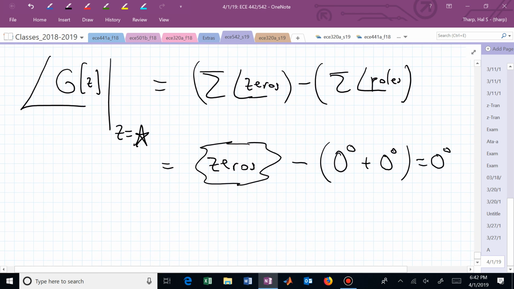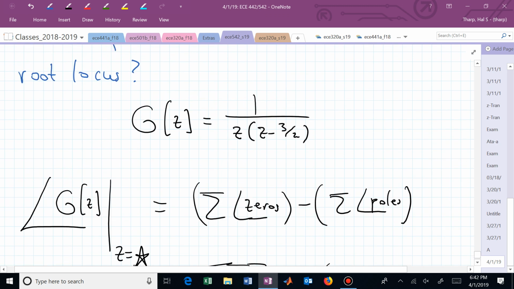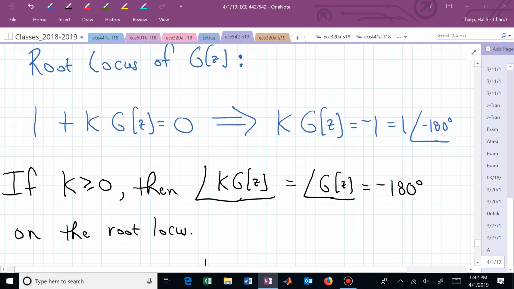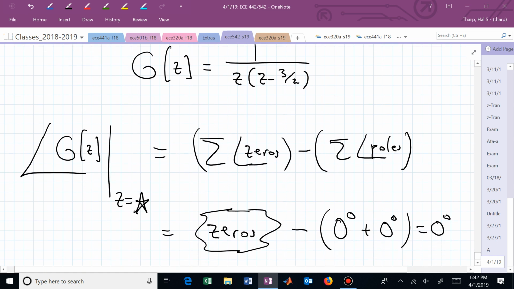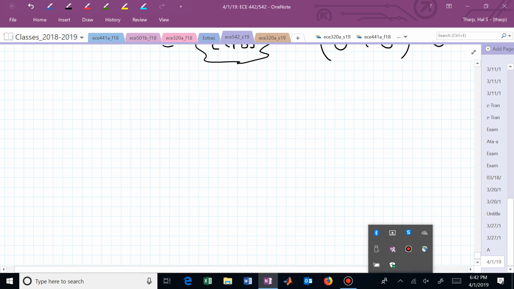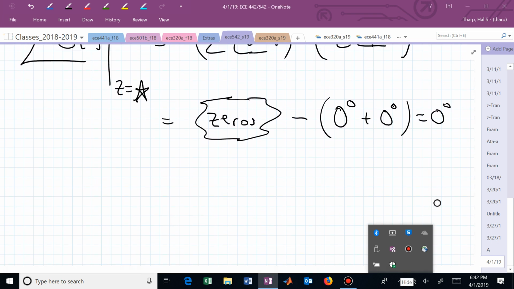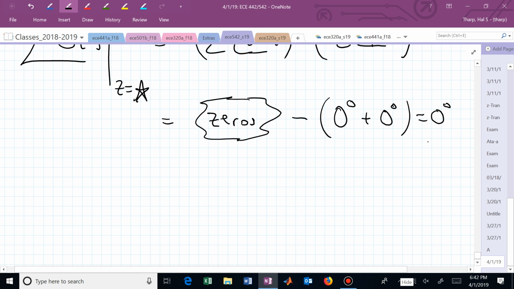And what do I want that angle to be if I want that star to belong to the root locus, or live on the root locus? What was that angle supposed to be? The angle of G needs to be minus 180 on the root locus. Is the star on the root locus according to this? No. So we can emphatically answer this: no.